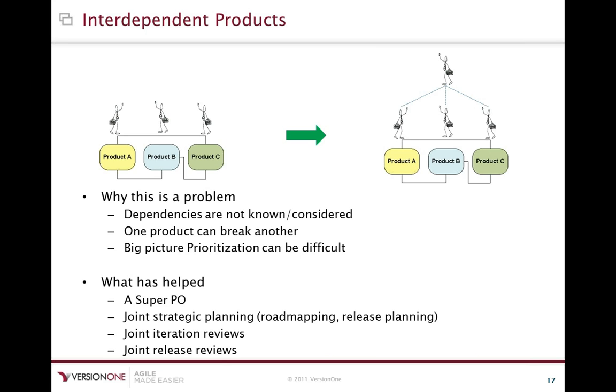As you see on the left, we've got 3 different products. They're all linked to each other. We have individual product owners for each one of these products. But when we're working in this mode that we see on the left here, dependencies can remain hidden. Each of those product owners is going to be focused on his or her product, so we just may not be aware of dependencies there. One product can break another, therefore, because we don't know about dependencies. And it can be difficult to prioritize on a big picture basis.